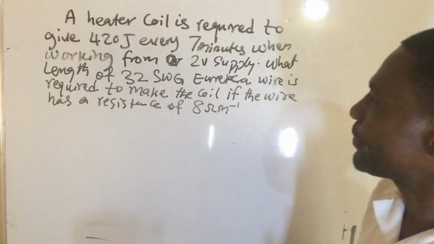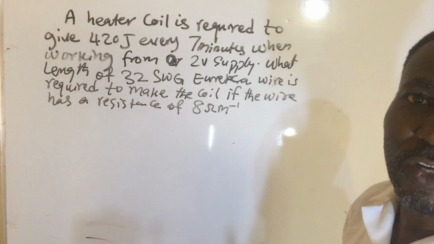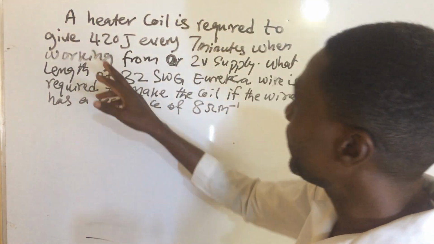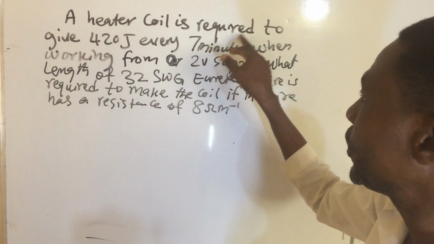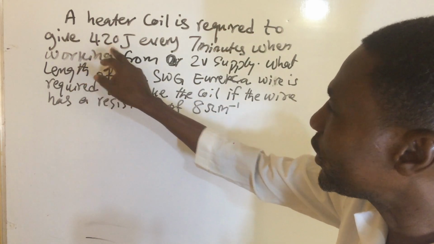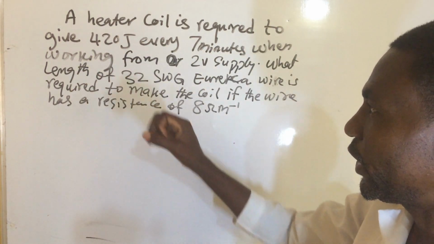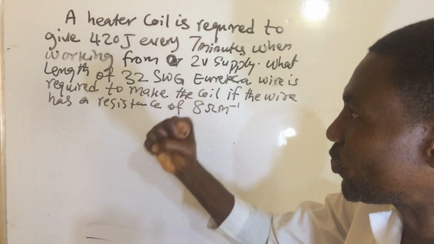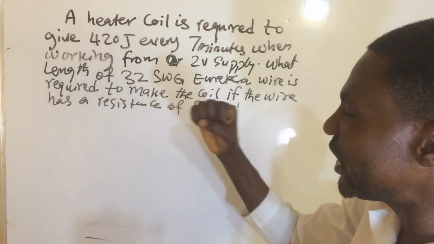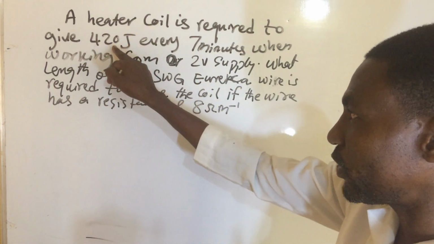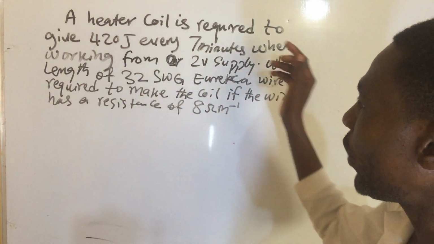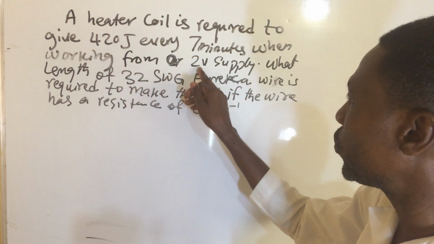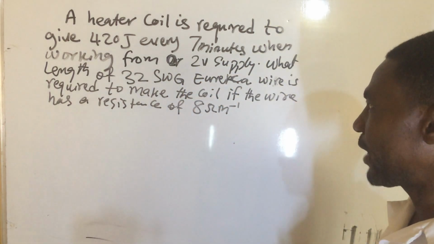Now, look at the question on board. The question says a heater coil is required to give 420 joules. Thus, the energy we require from this heater is 420 joules every 7 minutes, when working from a 2-volt supply.